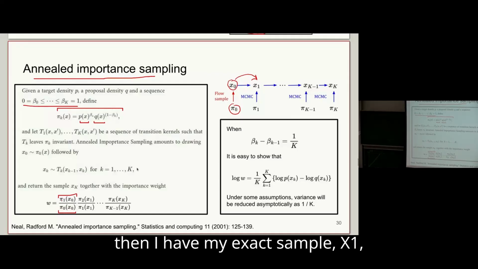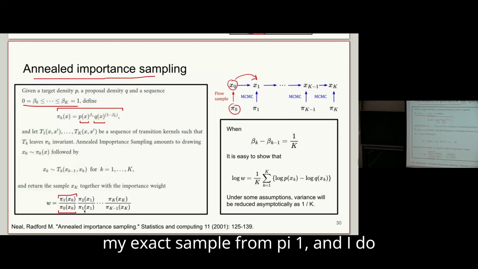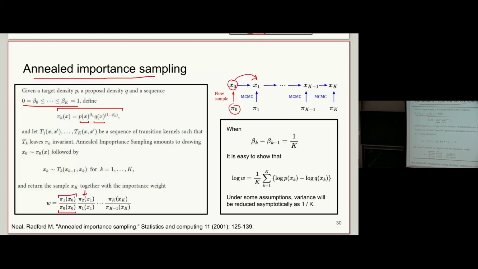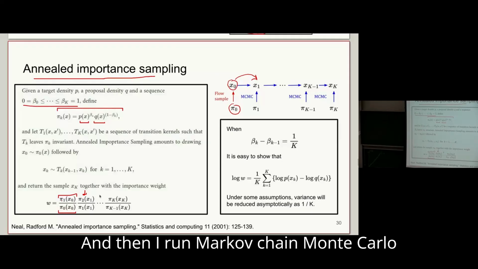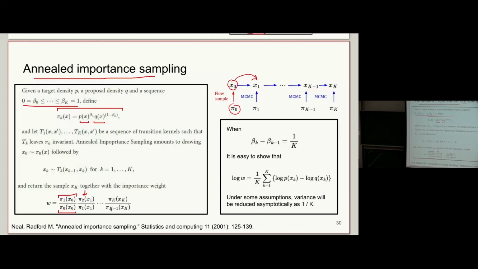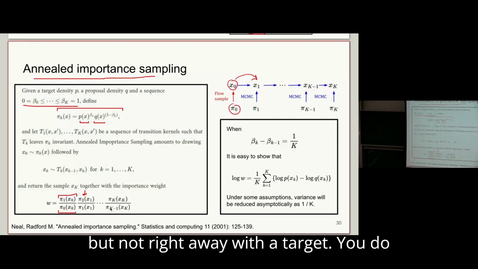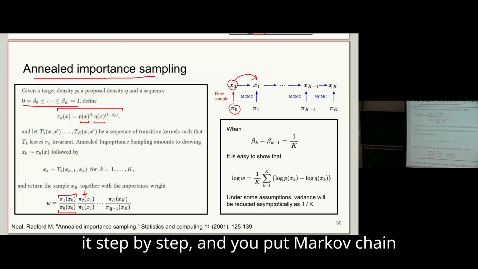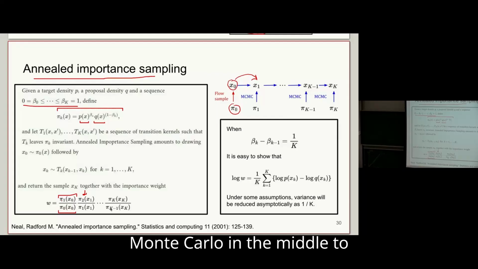And then I have my exact sample, x1, my exact sample from pi 1, and I do importance sampling with the next intermediate distribution, pi 2. And then I run Markov chain Monte Carlo targeting pi 2 to generate x2 and so on, okay? So it's like doing importance sampling, but not right away with the target. You do it step by step, and you put Markov chain Monte Carlo in the middle to change your sample a little bit.